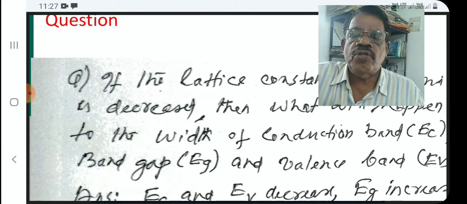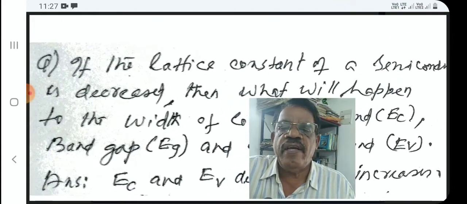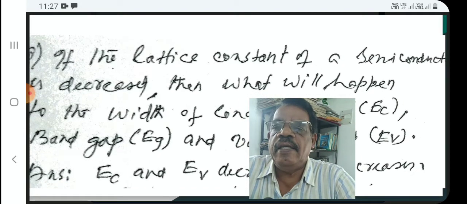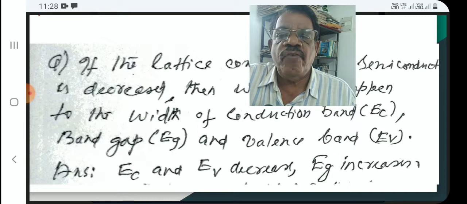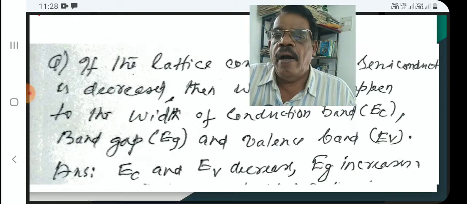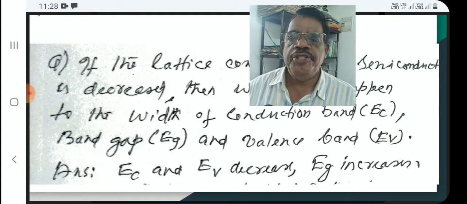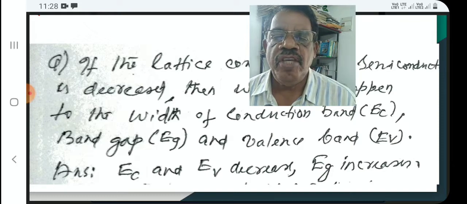If the lattice constant of a semiconductor is decreased, then what will happen to the width of conduction band EC, band gap energy EG, and valence band EV?